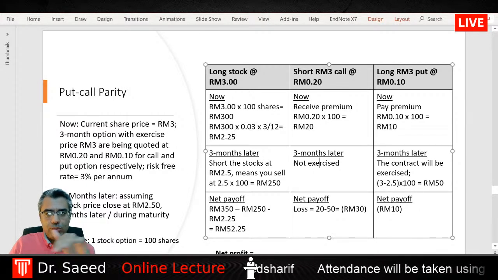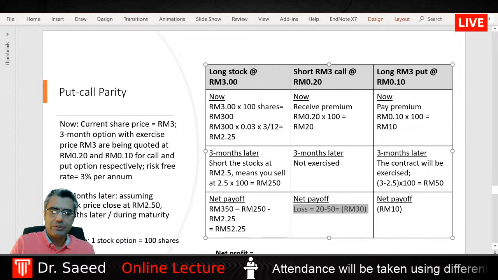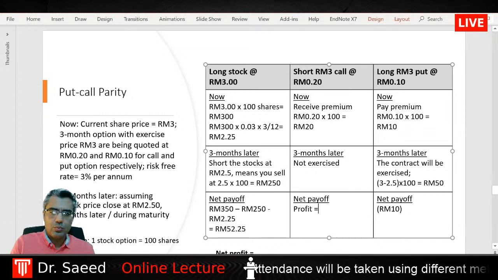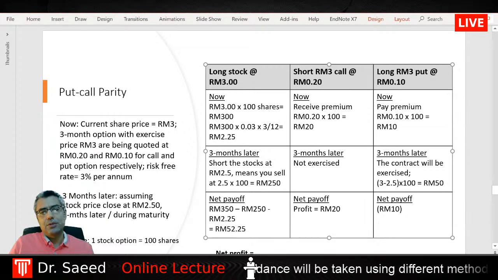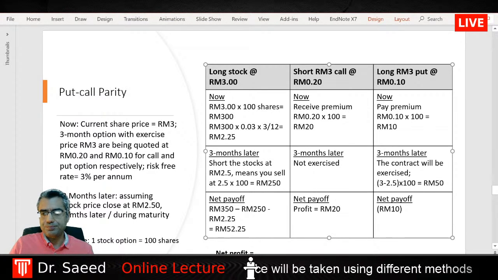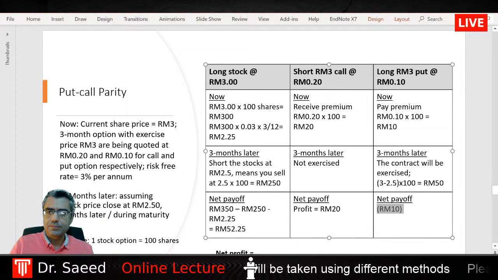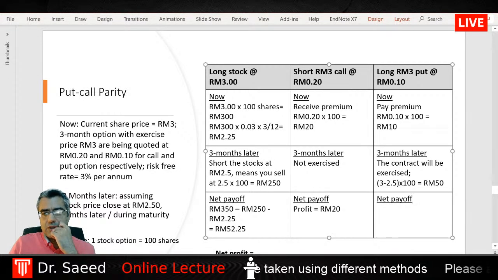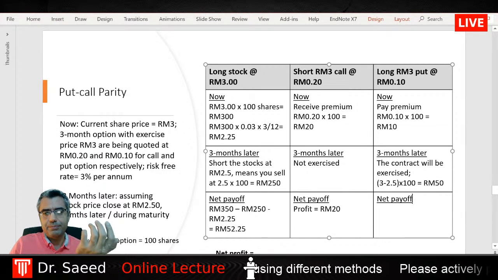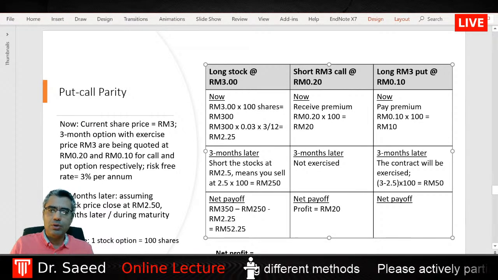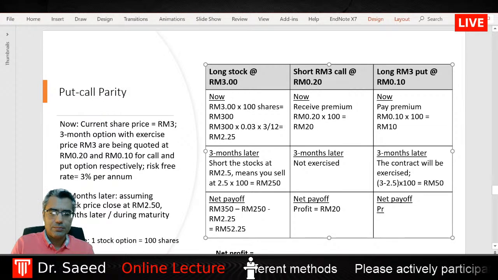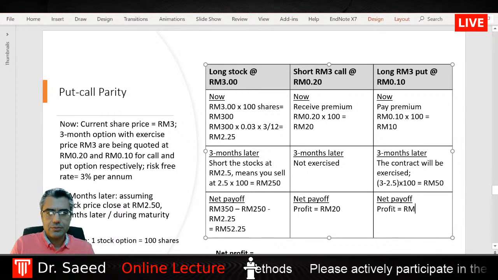What about here? It won't be exercised, and this is a short call, means your profit is 10 ringgit because the other party won't exercise. You can keep the premium. So 20 ringgit premium, you keep it. And what about here? Here, the contract will be exercised and is a long put. Okay. This means you have 40 ringgit profit because the price went down and you bought put. So your profit is 50 ringgit minus 10 ringgit means 40 ringgit.